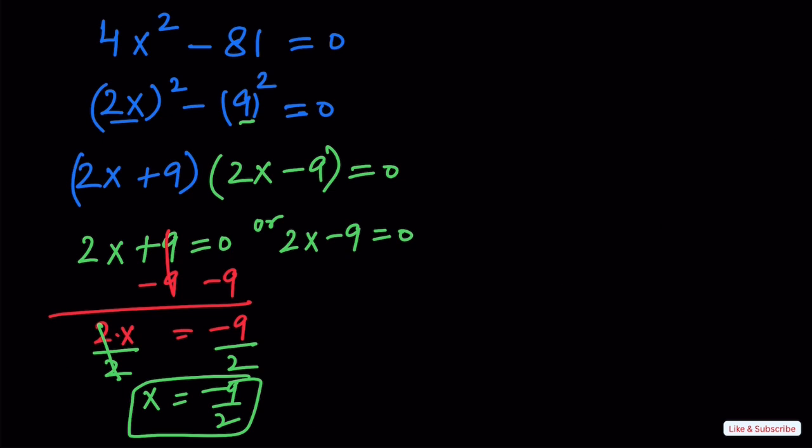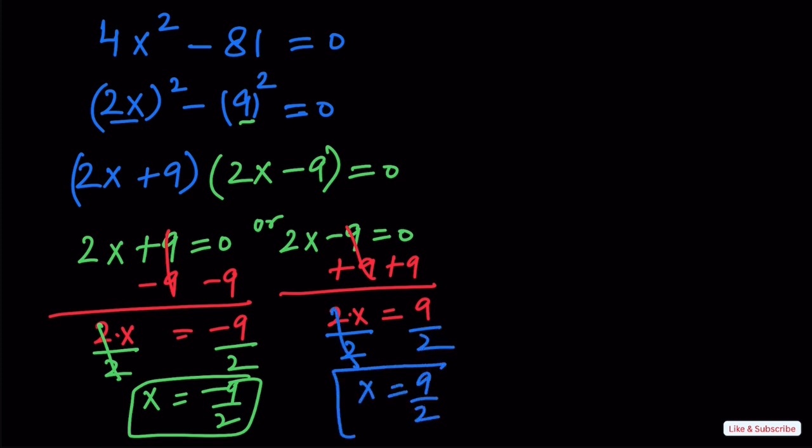In the other part, this 9 is in subtraction. So I'll add 9 on both sides. I got 2x equals 9. 2 is in multiply. Opposite of multiply is divide. So I got x equals 9 over 2 as the answer.